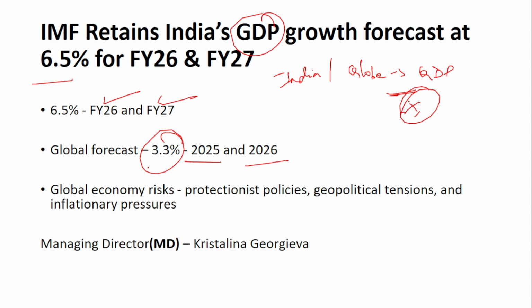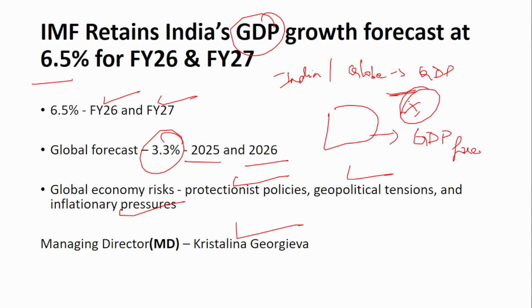The global economy risks. So what are the risks that might affect this global forecast? Protectionist policies, geopolitical tension and inflationary pressures. The MD of IMF is Kristalina Georgieva. If you want, I can provide in the next video a consolidated version of the GDP forecast. World Bank, IMF and many other organizations have each given various forecasts for India. I can provide it in a single table in your next video. So if you want that, do put it in the comment section.